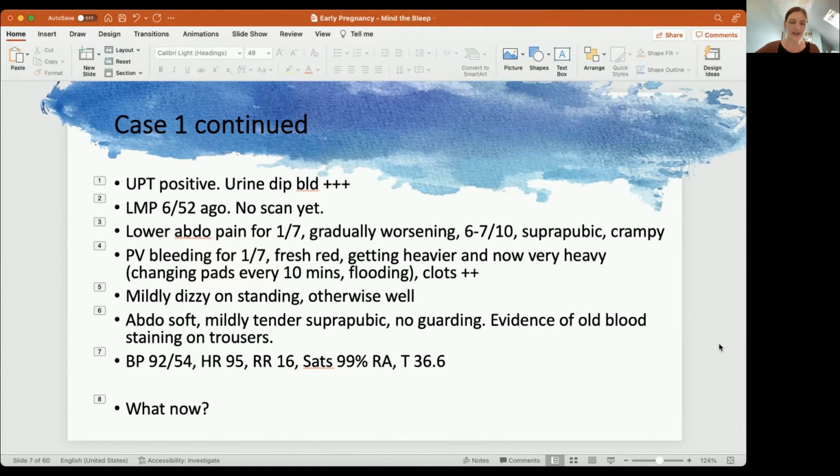Blood pressure is on the lower side, but, you know, depending on the person, that might be within normal range. Again, heart rate's a little on the higher side, but not too bad. Other obs are okay. So you're the A&E SHO. So what are you going to do now? Any suggestions in the chat box?